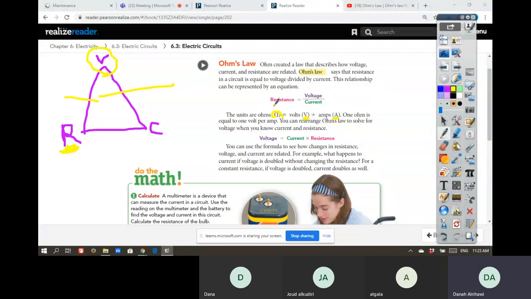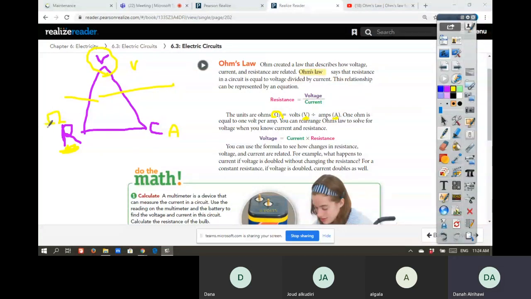So this is what we call the ohm. This one is represented in ohm, this is with V volt and this is with A ampere. So what did Ohm discover? If I change the volt, the ampere will change at the same rate.